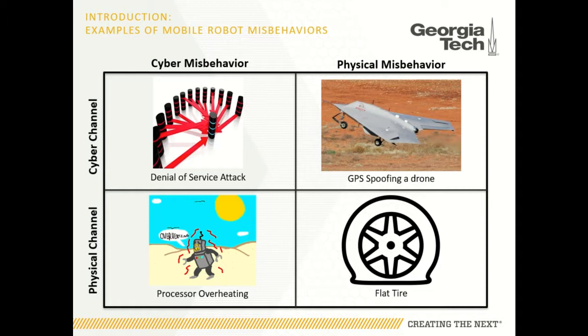A cyber misbehavior through a physical channel would be a processor overheating. The physical channel being the environment, and the cyber misbehavior being the processor itself. And then a physical misbehavior through a physical channel would be something such as a flat tire.